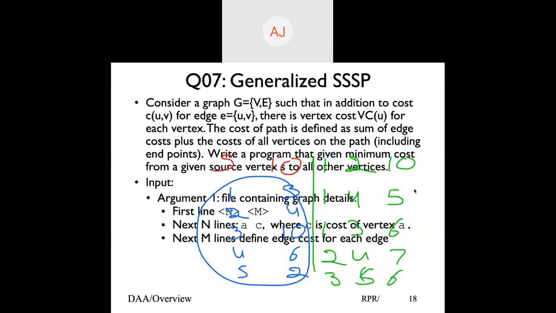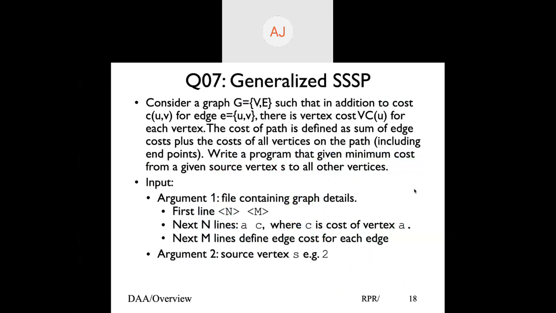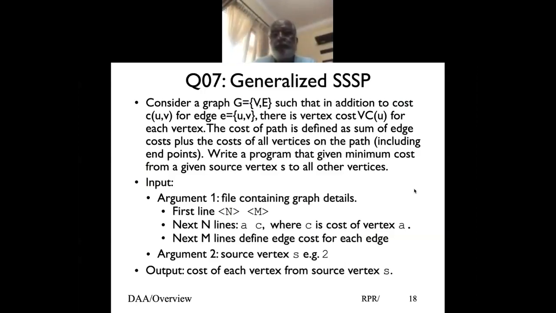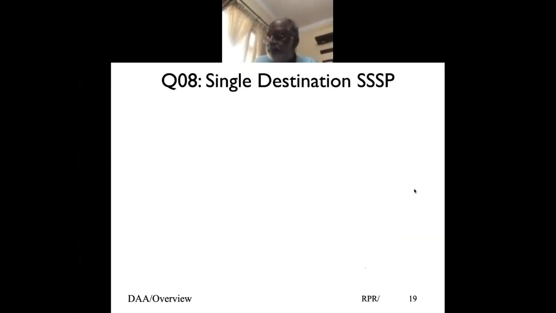Okay, sir. Thank you, sir. And the second argument is the source vertex, starting from there. No questions, let me move ahead.